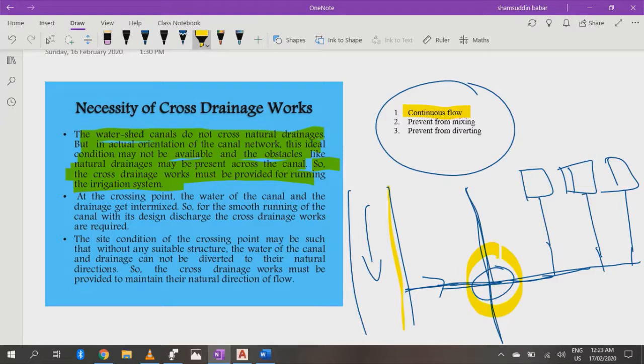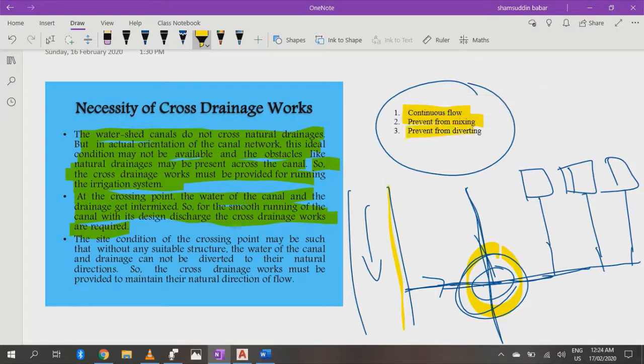The second point tells us to prevent mixing. Now we can actually see that the drainage water is coming. There are chances that these both will meet at this point. So to prevent it from mixing, the same point is written in about 3 or 4 lines. At the crossing point, the water of the canal and the drainage intermix, so for the smooth running of the canal with its design discharge, the cross drainage works are required. Same simple thing.